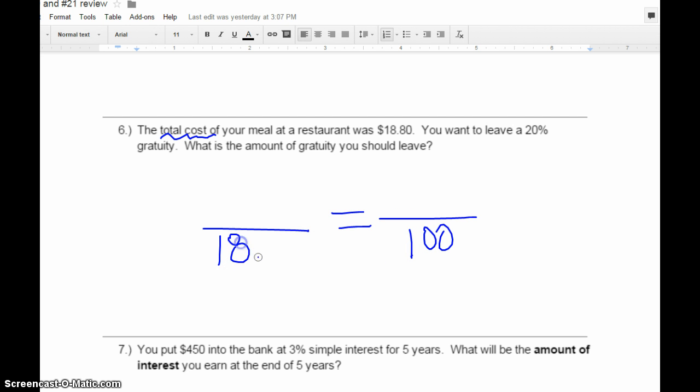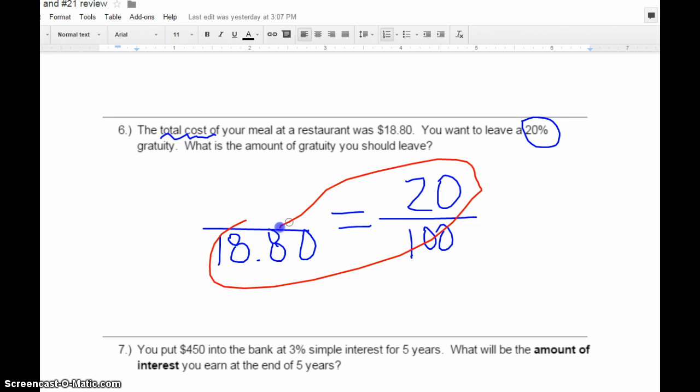So my meal costs $18.80. That's what I would pay the restaurant. But I want to leave 20% of that amount for the server. So I can solve it this way. There's my missing value, which means I'm multiplying these two and dividing by that one. And I would end up with $3.76. That's the amount of the tip. Gratuity is just the tip that I would leave for the server. Since the meal and everything costs $18.80, I would leave 20% of that.